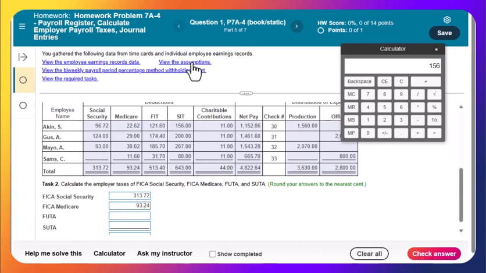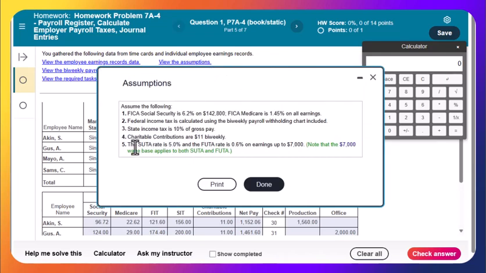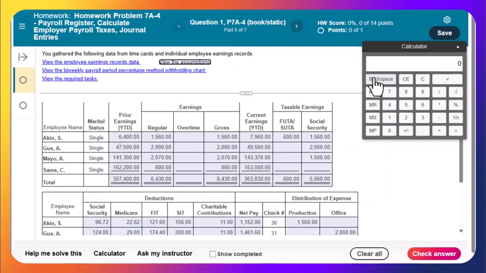We do need to do one more calculation here for FUTA and SUTA, because remember those are not FIT and SIT, completely separate thing here. And remember for that FUTA and SUTA, the taxable earnings are up here, so that's $600. And then under the assumptions, open that up, SUTA rate is 5% of that 600, FUTA rate is 0.6% of that 600. So we can go ahead and close that out and do the calculation.